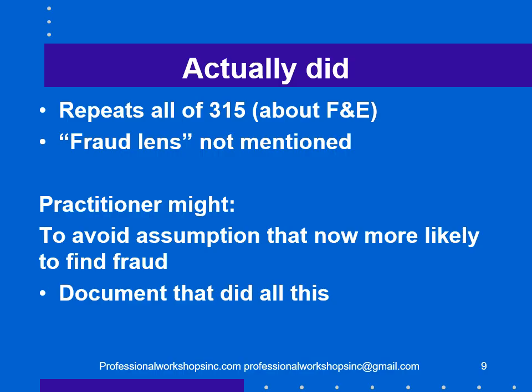Now, the two standards were always interrelated, and 315 is about detecting misstatements due to either fraud or error, or both or one or the other. The phrase fraud lens is not mentioned. They've used lots more words. I don't know that that constitutes a fraud lens.